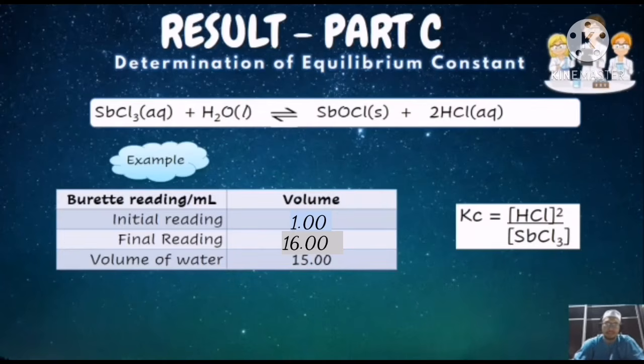Result part C. Determination of equilibrium constant. Antimony trichloride plus H2O produces antimony oxychloride and HCl. For example, from the burette reading in milliliters, the volume of water added is 15.00 milliliters. By applying Kc equals the concentration of HCl to the power of 2 divided by the concentration of antimony trichloride.